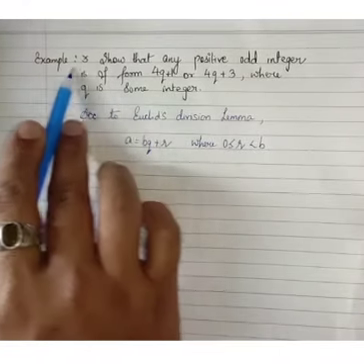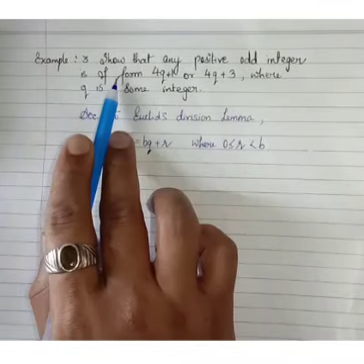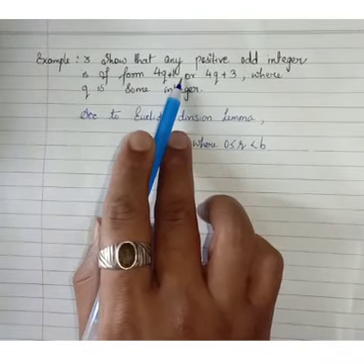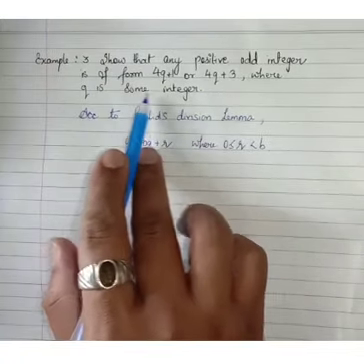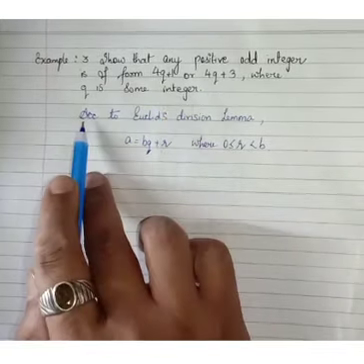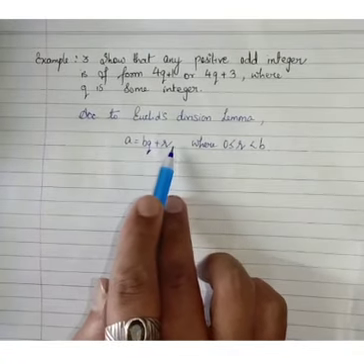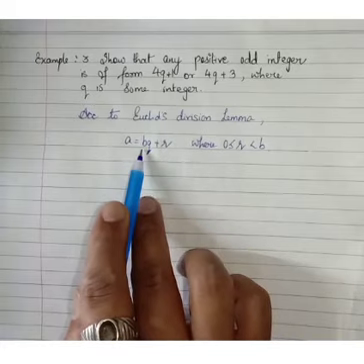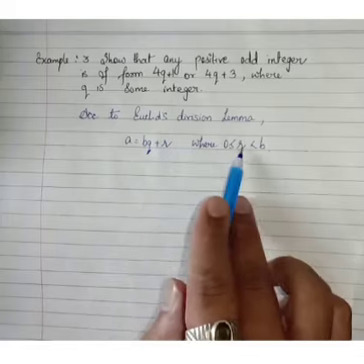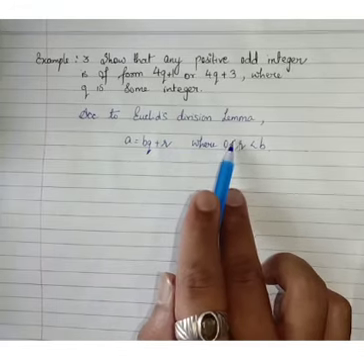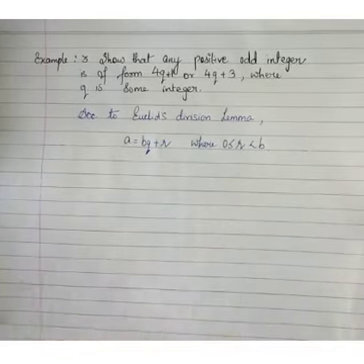So coming to Example 3: show that any positive odd integer is of the form 4q plus 1 or 4q plus 3, where q is some integer. So according to Euclid's division lemma, the value of a is equal to bq plus r, where a and b are some integers, q is the quotient and r is the remainder, and the value of this remainder is always greater than or equal to 0 and less than the divisor b.